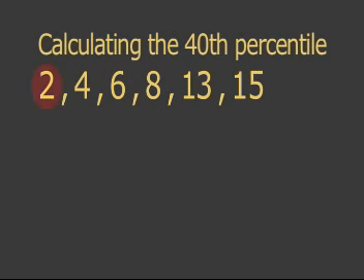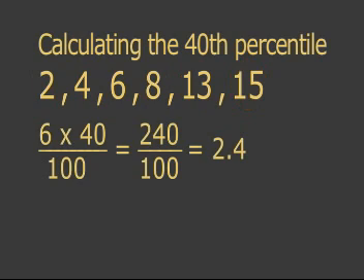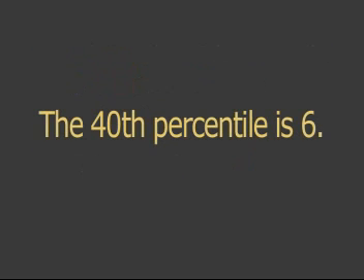Again, count how many numbers you have: 1, 2, 3, 4, 5, and 6. That's where that 6 comes from. You want the 40th percentile. That's what they're asking for. Divide by 100. When you do the arithmetic, you get 2.4. Round up to the nearest whole number, which is 3. So the 40th percentile is the third number on the list. Count: 1, 2, 3. So 6 is the 40th percentile of this list.